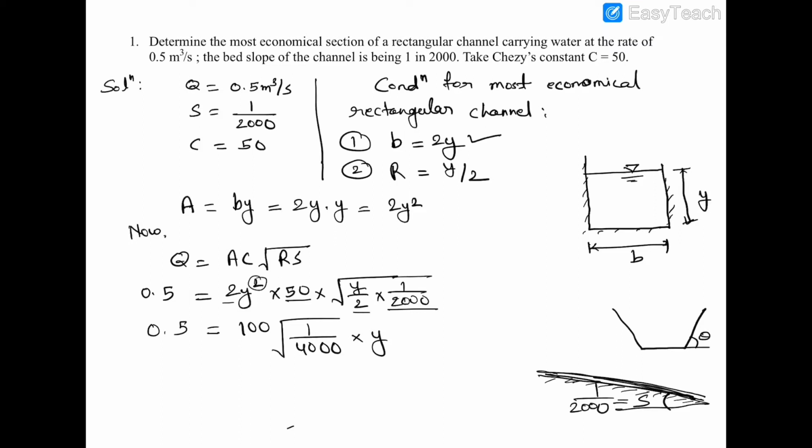and this is here y to the power 1 by 2. So 2 plus 1 by 2 is 5 by 2. So after solving this, we will get y is equal to 0.63 meter.